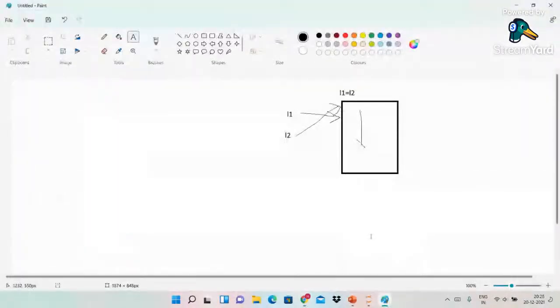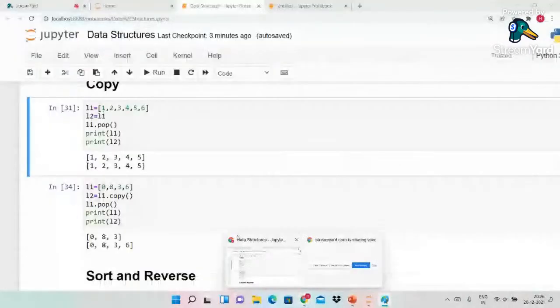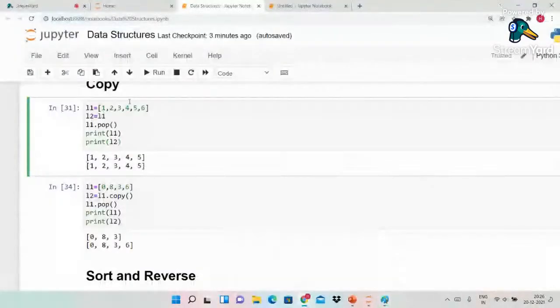You'll understand the memory locations better if we keep talking more about them and keep learning more about them. It's okay if you don't understand. Just for now, remember, whenever you are using the assignment operator, whatever changes are done to the original one, the same changes will be reflected in the newly assigned one, the new list, also.